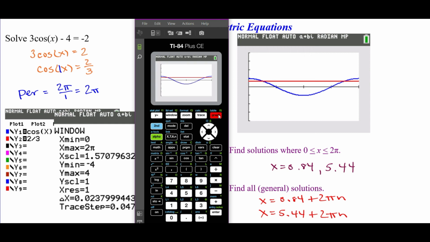And then you can see your two intersections, and now we can just do second trace intersection to find those solutions. So we've got this 5.44 over here, and then we would have to go back to second trace intersection and scoot over towards this other one, and then we've got the 0.84. So we can do that with any equation, sine, cosine, tangent, doesn't matter. The exception would be if you need exact values. Obviously, you're not going to be able to get those from your calculator, so it would be a situation where you're doing approximate values.